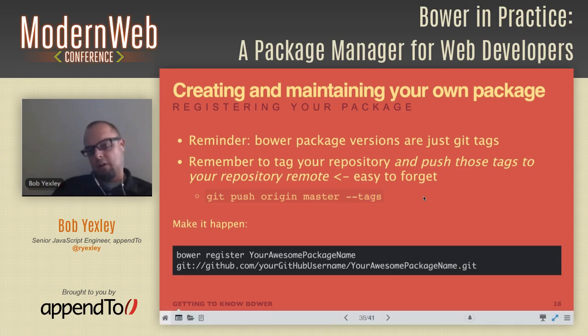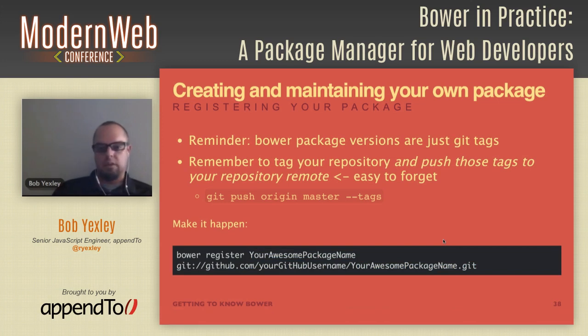Once you've done that, though, it's really, really simple. Executing this command right here will register your package in a Bower registry. So bower register, the name of your package, and the Git endpoint that it lives at. It's that simple. It really is really easy.